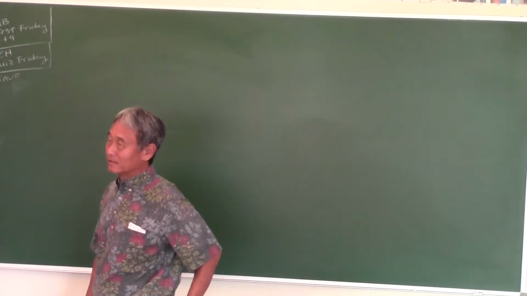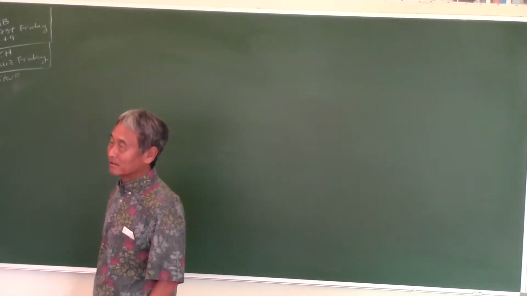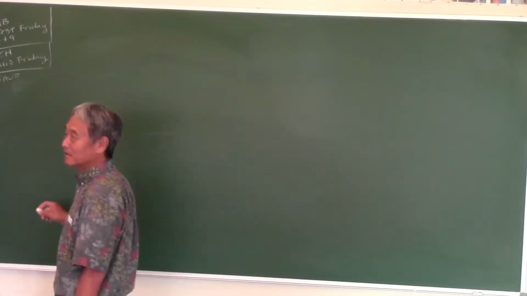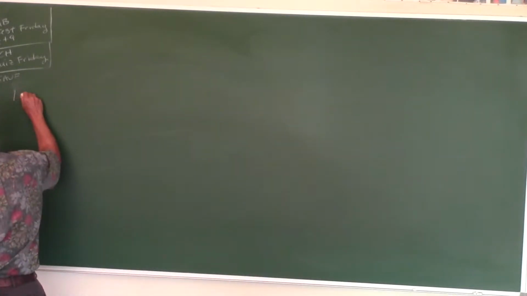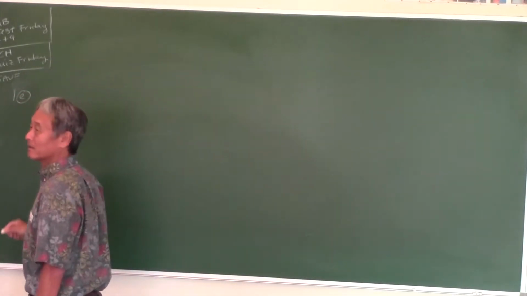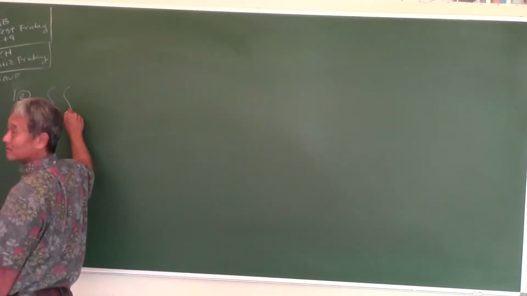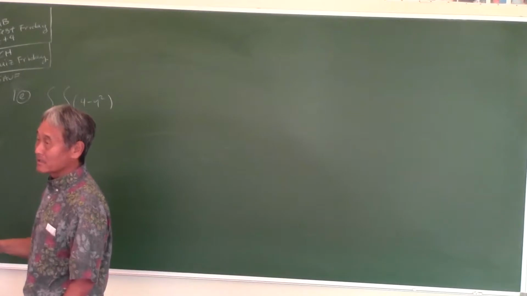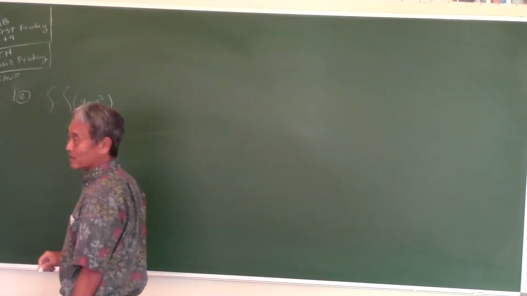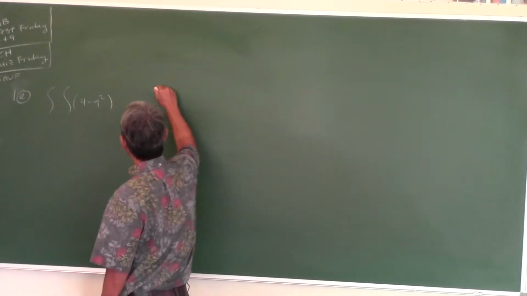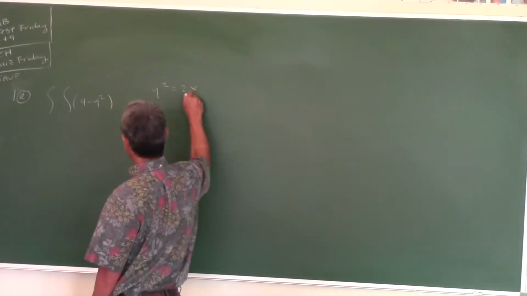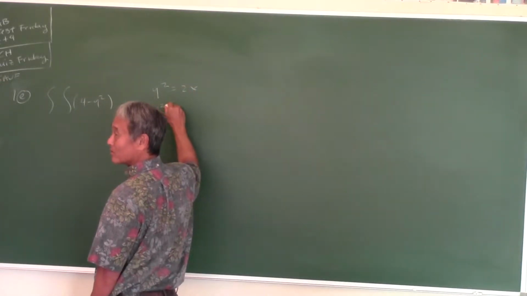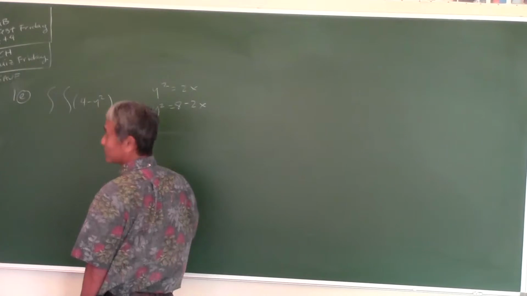Number 1E. Yeah, letter E. Maybe the answer is not correct, I just didn't know how to do it. Double integral of 4 minus y squared dx dy, with omega the region bounded by y squared equals 2x. This is the one you asked me yesterday.